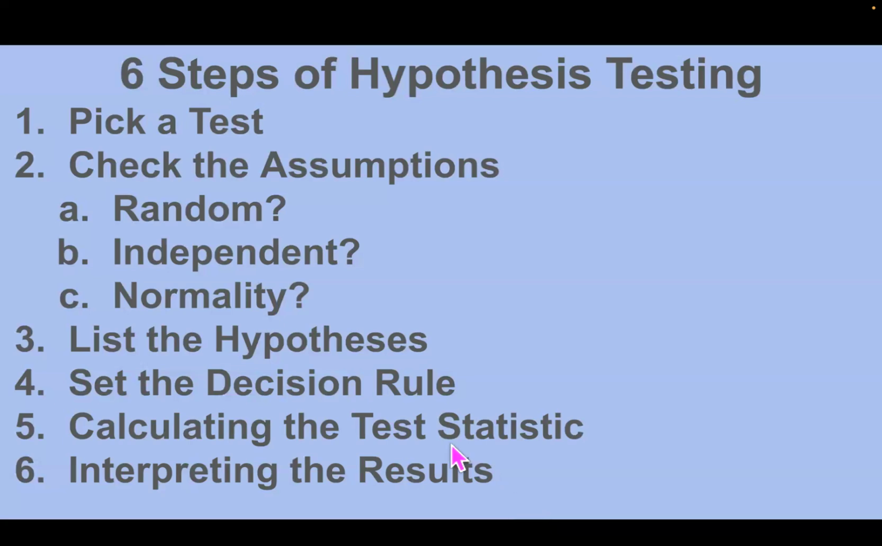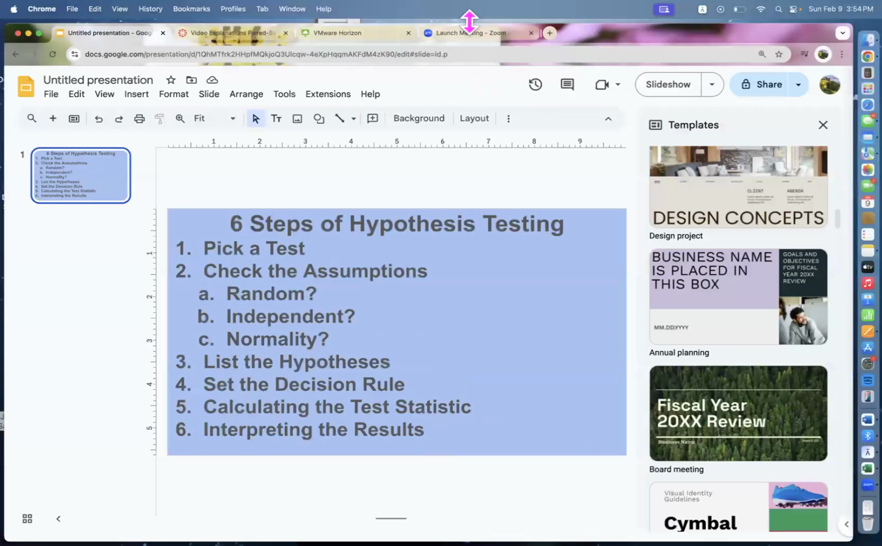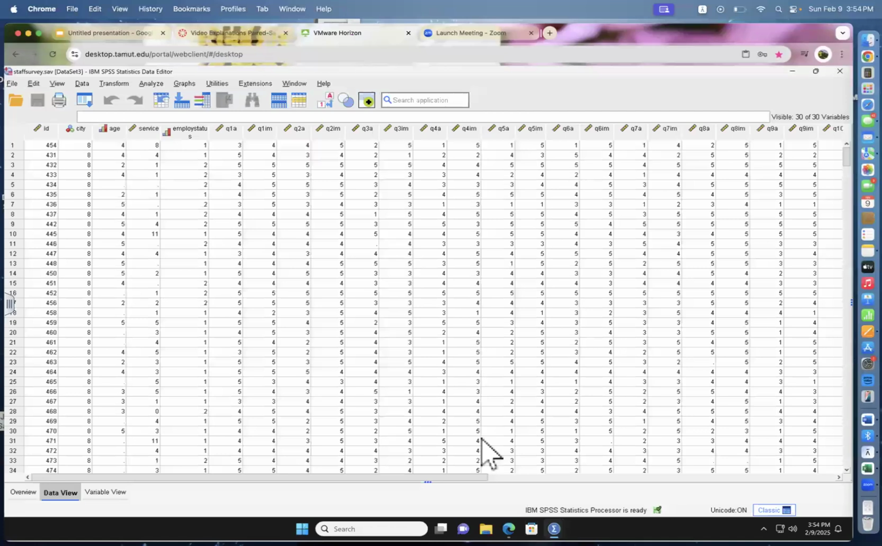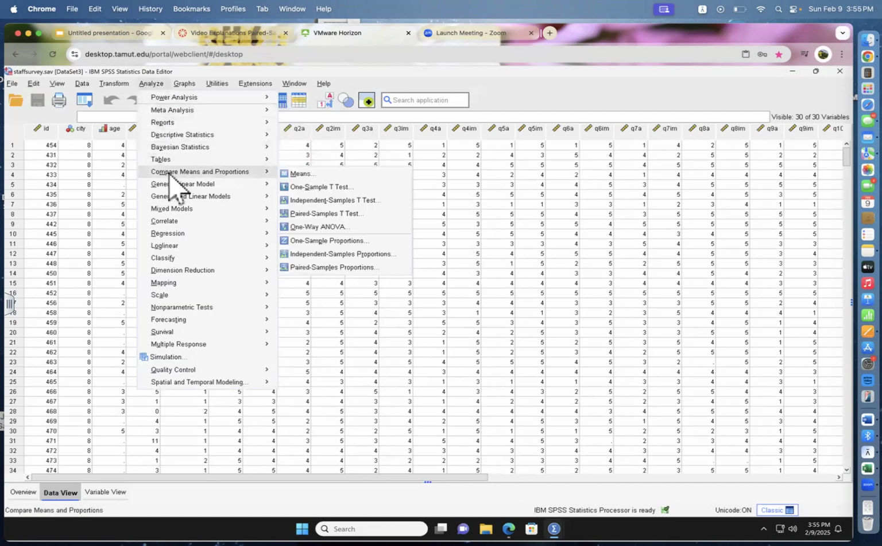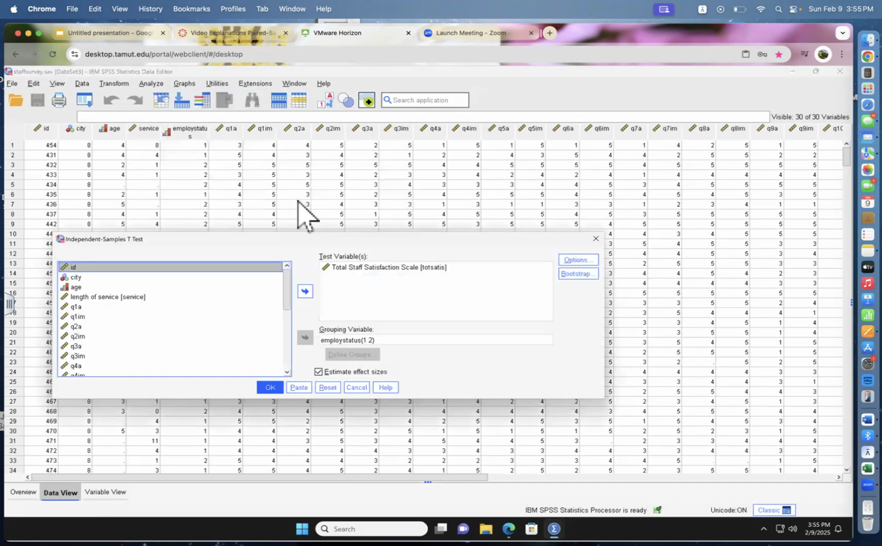So we're going to go ahead and go over into our VMware. And for this one, I am using mystaffsurvey.com, and I need to create an independent t-test. So I'm going to go to analyze, and I am going to compare means. And underneath that, that's my third one down, and I choose independent sample t-test.